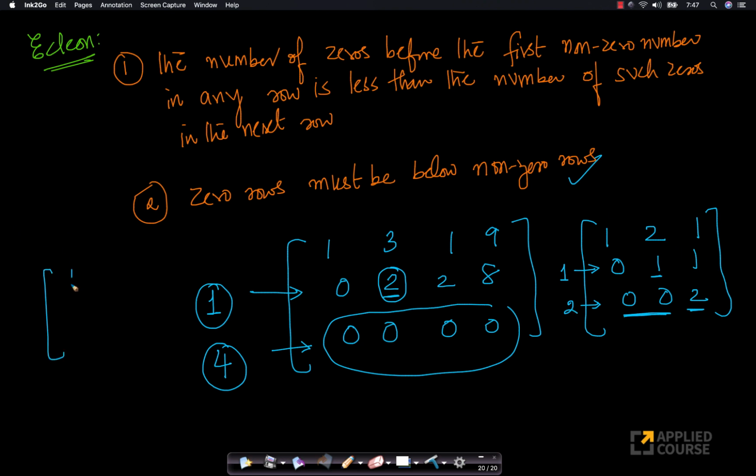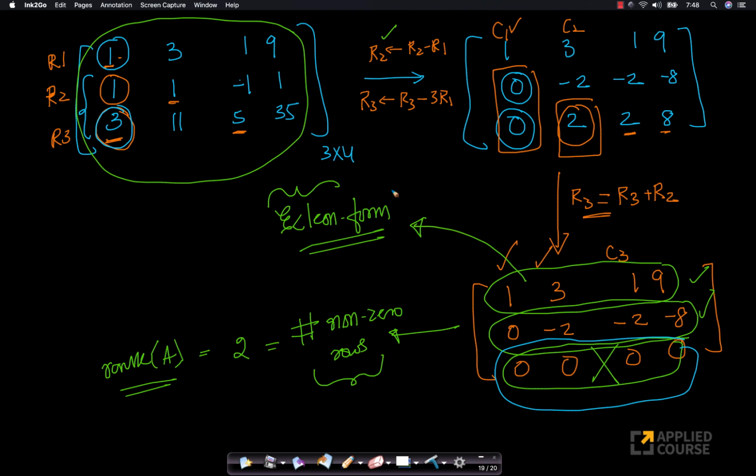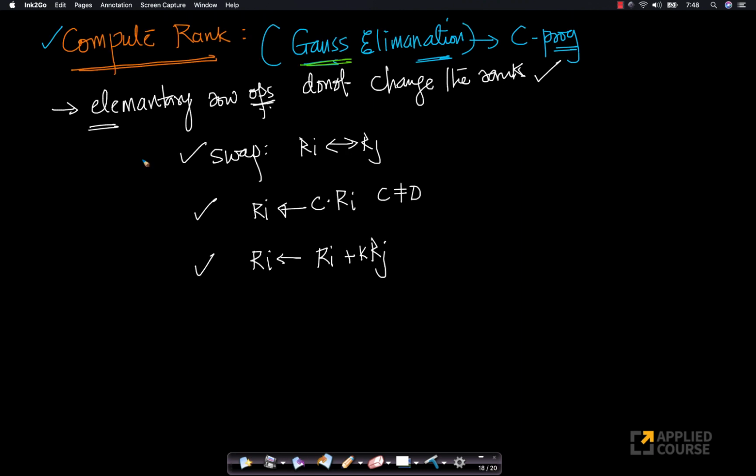On the other hand, let's look at this: 1, 2, 1; 0, 0, 2; 0, 1, 1. How many zeros are there before the first non-zero element in the second row? Two zeros. And in the third row? Only one. So this is not in echelon form. What we are trying to do through Gauss elimination is convert the matrix into its echelon form through elementary row operations, and then finally count the number of non-zero rows. Very simple, very elegant algorithm. If you're a computer science student or know any programming language, it's a good exercise to implement Gauss elimination itself.